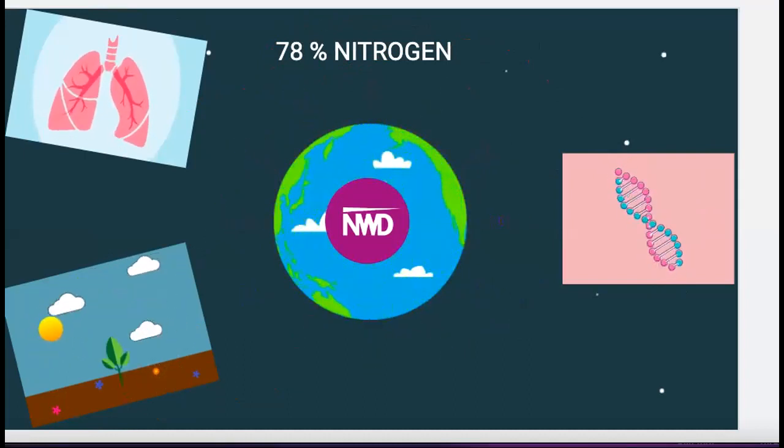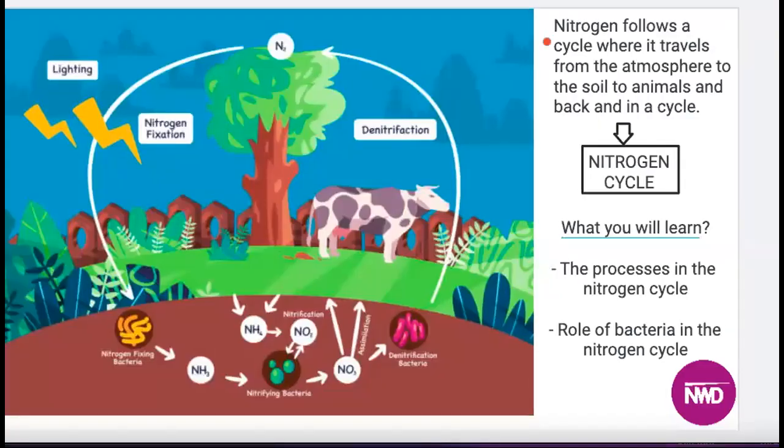So nitrogen follows a cycle where it travels from the atmosphere to the soil, to the animals, and then back to the atmosphere. This cycle is known as the nitrogen cycle. What we are going to learn in this lecture is about the processes followed while nitrogen cycling is happening and what is the role of the bacteria in the nitrogen cycle.